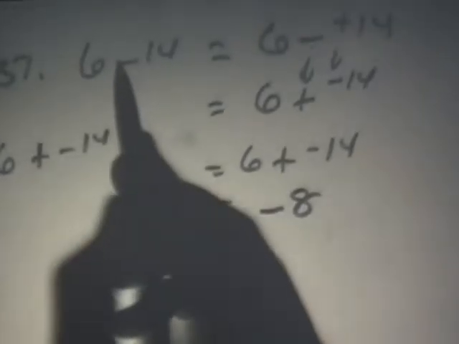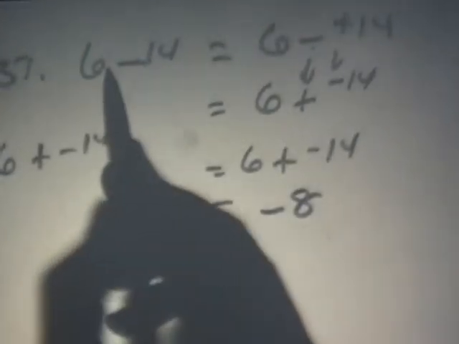But whenever you see a subtract sign in front of the 14, that makes that 14 negative. So it changes to 6 plus negative 14. Very simple. Okay, let's do one more, then you'll be on your own.